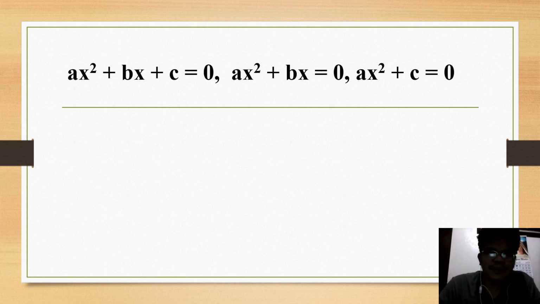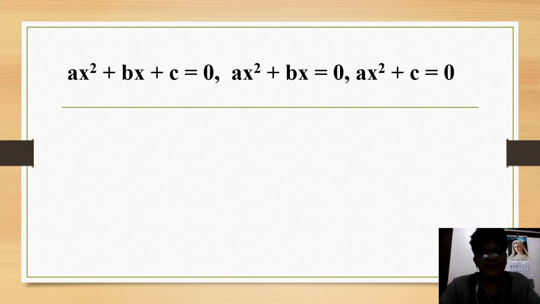Ax squared plus bx plus c equals 0 is a quadratic equation. How about ax squared plus bx equals 0? Yes, it is also a quadratic equation, and this equation is an example of an incomplete quadratic. Why? Because the value of c is missing. How about equation number 3? Correct. It is also a quadratic equation, and this equation is also an incomplete quadratic. Why? Because the value of b is missing.